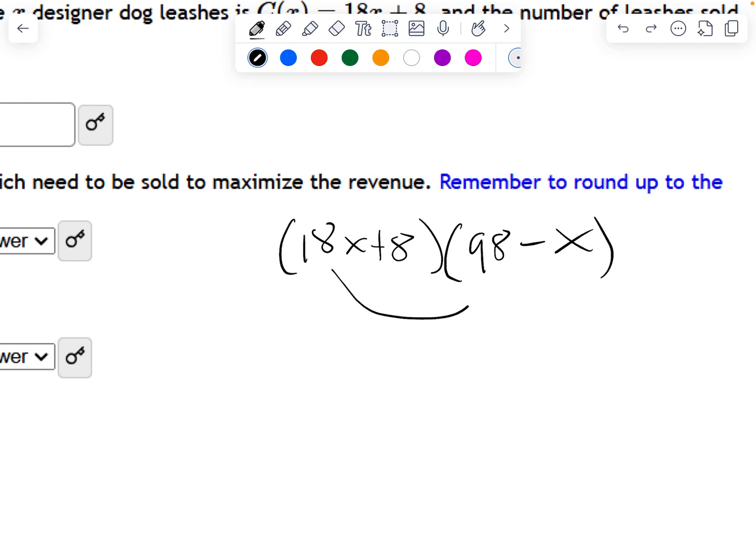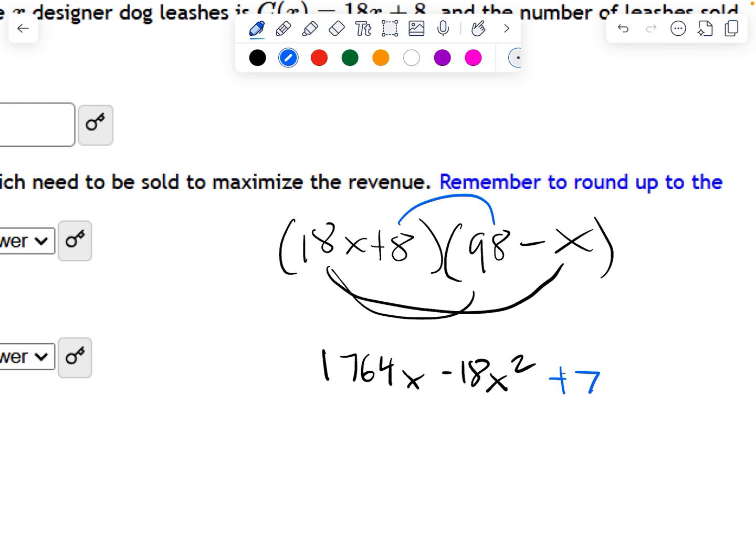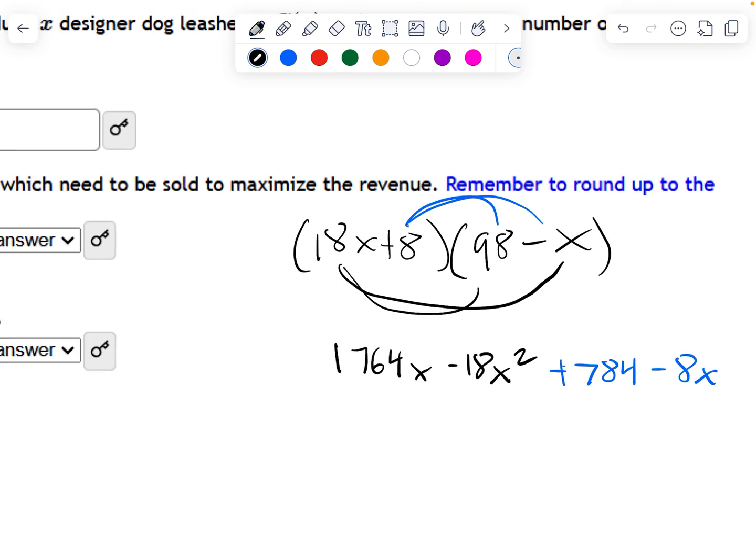The important thing is that we're multiplying them. All right, so first times first, we have 18 times 98. I would honestly just get a calculator for that, and it's 1,764x. And then the first times the second, so 18x times negative x, negative 18x squared. And then we go the other direction, where now it's going to be 8 times 98, so 784. And then 8 times negative x, so negative 8x. From there, we would just combine like terms to simplify, and there's your revenue function.